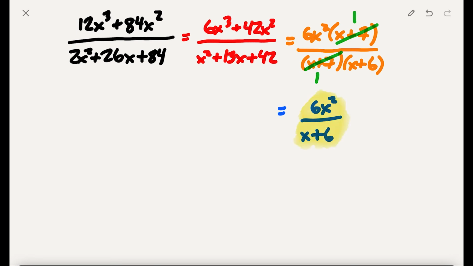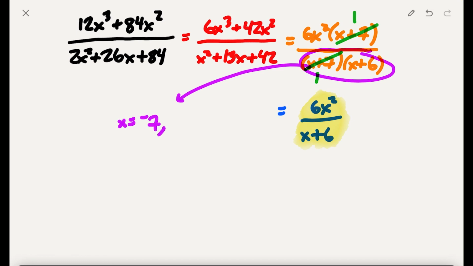Okay, the excluded values can be found from this factored part right here. We're setting each of those factors equal to 0. So you're going to end up with the excluded values of x equals negative 7 and x equals negative 6. All right, let's do the next one.